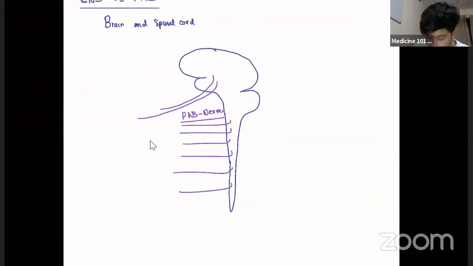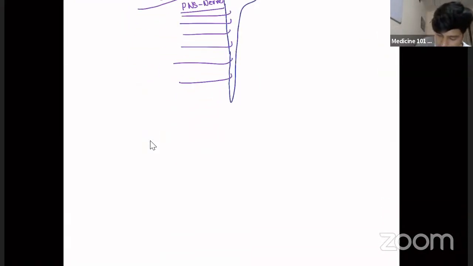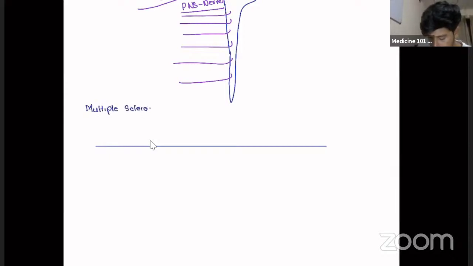The next thing is, there's something called the optic nerve, the one that gives you vision. So the question is, is the optic nerve a peripheral nerve, a part of the peripheral nervous system? Or is it a part of the central nervous system? Now this question is being debated, but for any medical related exams, you need to know that cranial nerve number two, the optic nerve, is a central nervous system structure. Okay? This is the one exception. And this is going to be questioned. There's a disease called multiple sclerosis. This is going to be questioned.